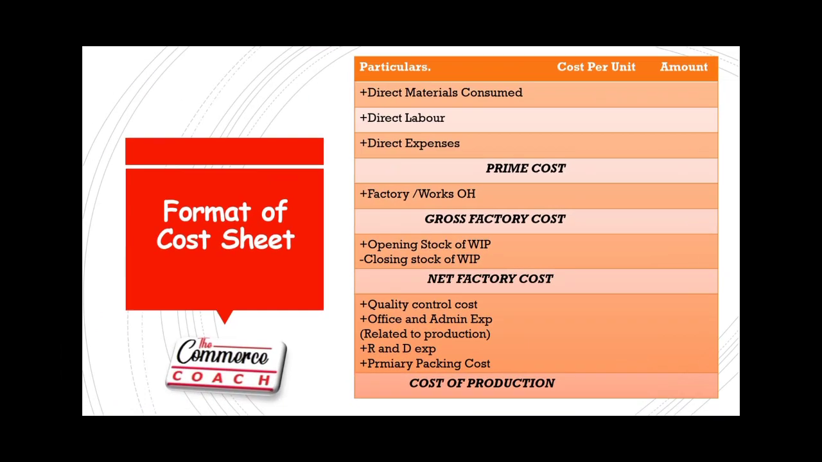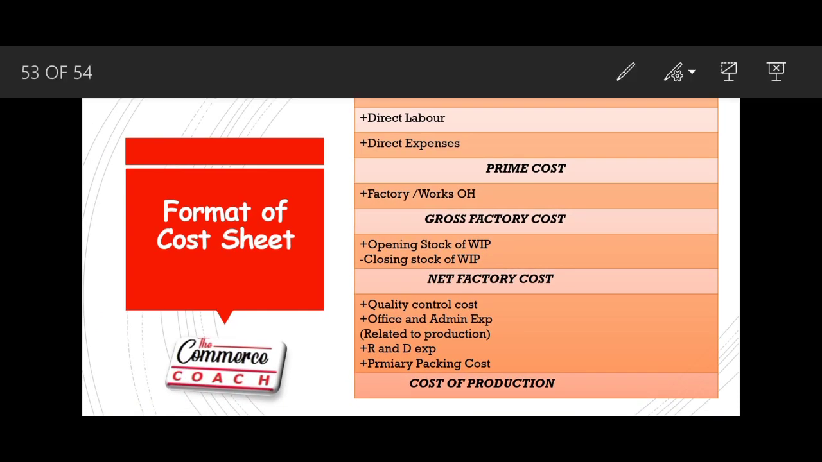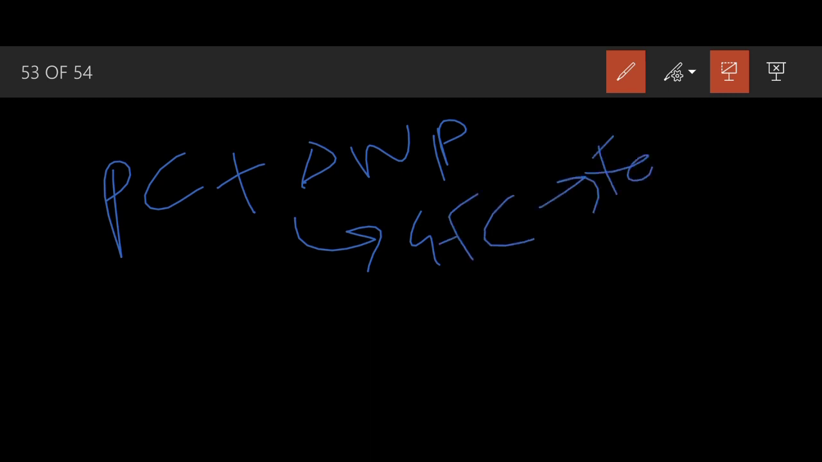But please remember what we have done till now. We will be getting prime cost first from direct material, direct labor and direct expenses. Then if we add the change in inventory of WIP, we will be getting gross factory cost, and if we add factory overhead into such cost, then we will be getting factory cost.